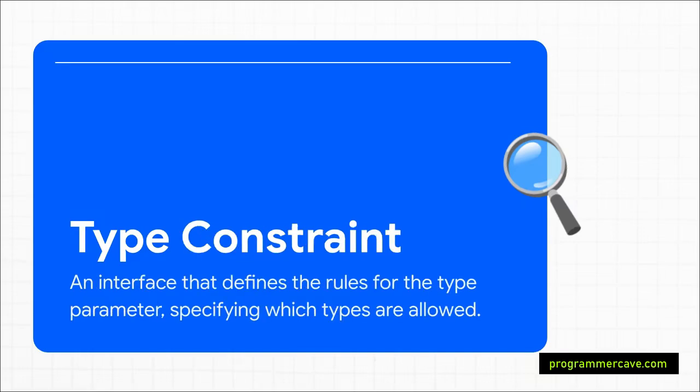And the second crucial ingredient, the type constraint. Now, this is what keeps everything safe. A constraint is just an interface that sets the rules for our placeholder. It's our recipe telling us, look, you can use any kind of flour you want as long as it's actually a grain flour. This guarantees that whatever type we plug in will have the methods and behaviors our function needs to work correctly. No trying to bake a cake with sand.